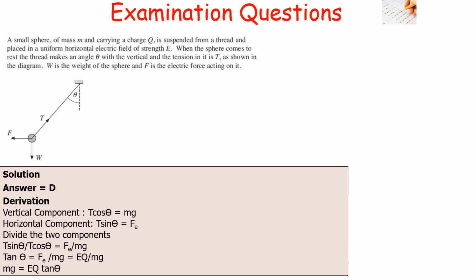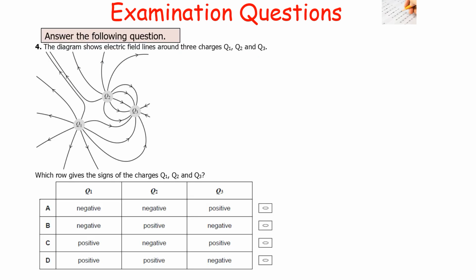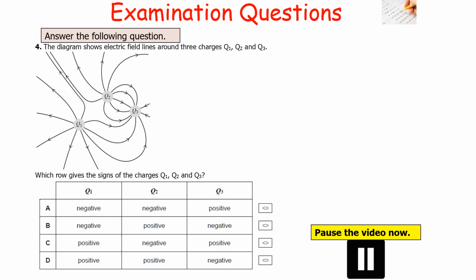The next question says, this diagram shows electrical field lines around three charges, Q1, Q2 and Q3. Which row gives the charges of Q1, Q2 and Q3? So pause the video now, then unpause the video when you want to go through your answer.